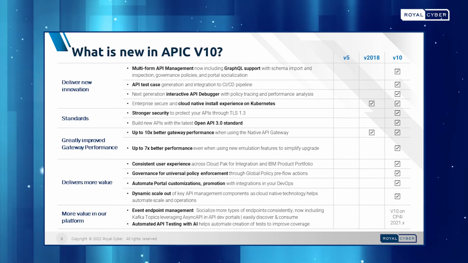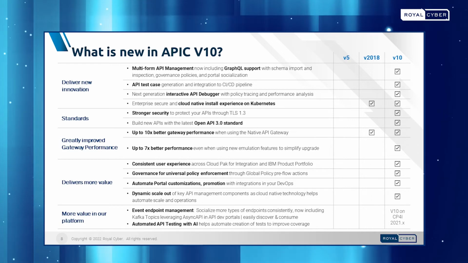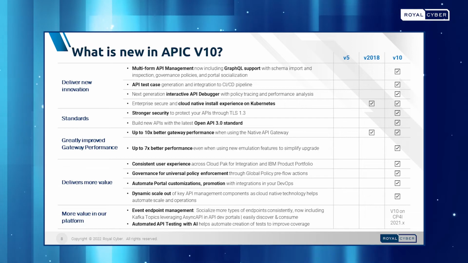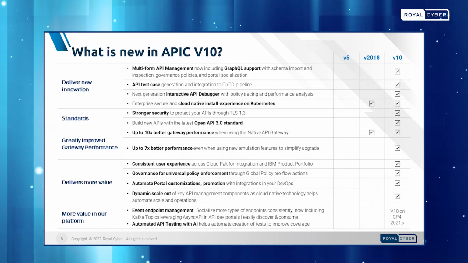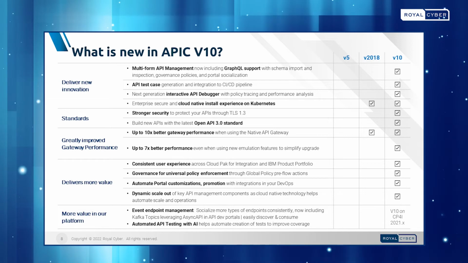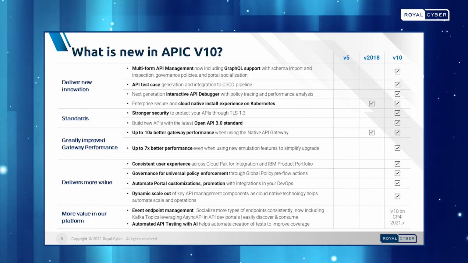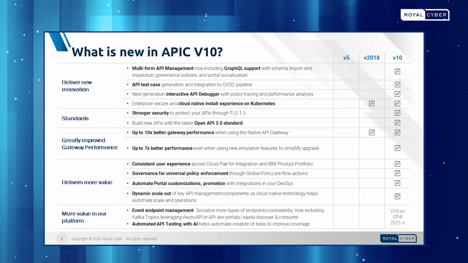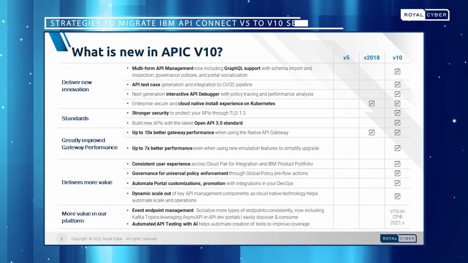Before we start migrating, let's take a quick look at why we need to migrate to V10. What are the benefits or the new features that you're going to see on V10? Every new release of API Connect from version 4, V5, all the way to V10, always comes with new features. In the chart that is currently showing, we see that the features checked on the V10 column are all missing on V5.